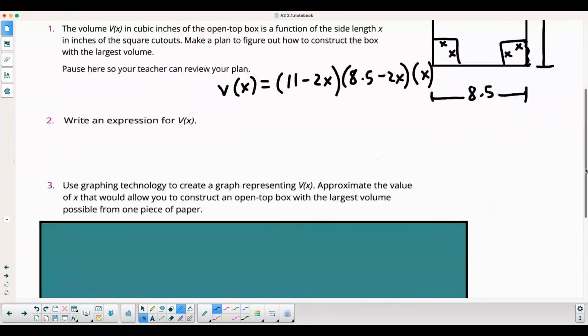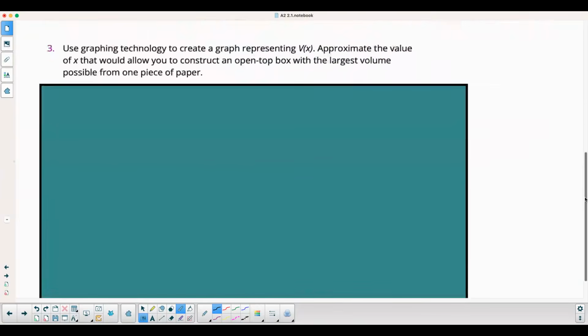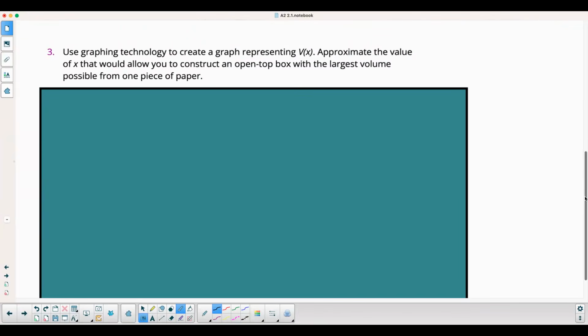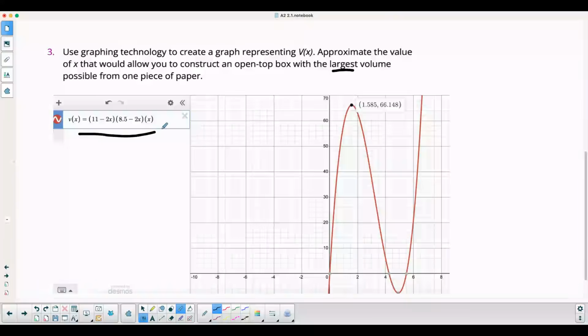All right, let's go on to the third question. Use graphing technology to create a graph representing V of x. So I went back to the original numbers, 11 and the 8.5. Approximate the value of x that would allow you to construct an open top box with the largest volume. So we want to find the part on the graph that is a maximum. So I plotted my function on Desmos, and my maximum is right here, that point.